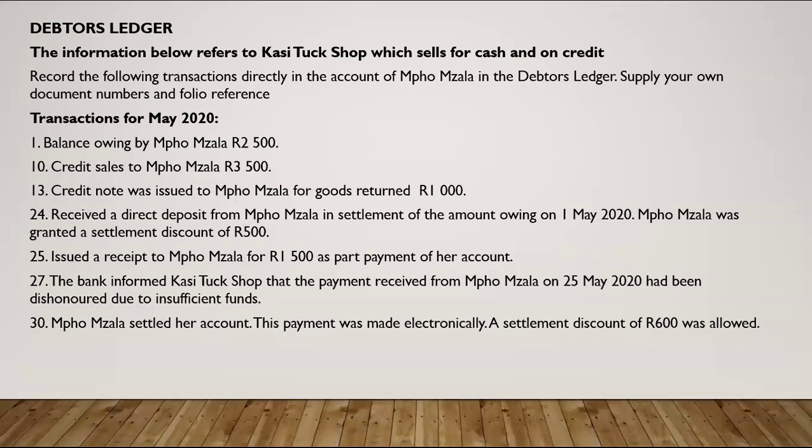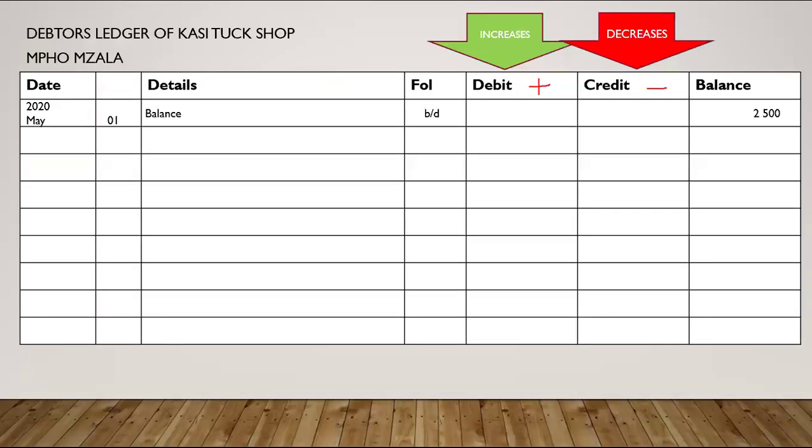On the 10th, credit sales to Mpomzala 3,500. What does credit sales mean? It means we sold goods to Mpomzala on credit. Which source document do we use when we sell goods on credit? So I'll start with the date, which will be the 10th. And the source document that we use when we sell goods on credit is invoice. And they said you must come up with your own document numbers. So I'll use invoice 01.